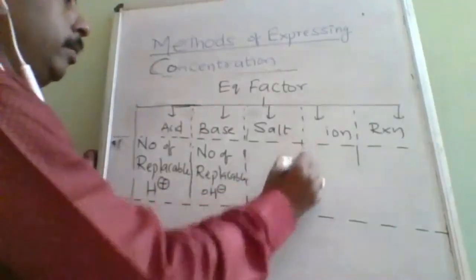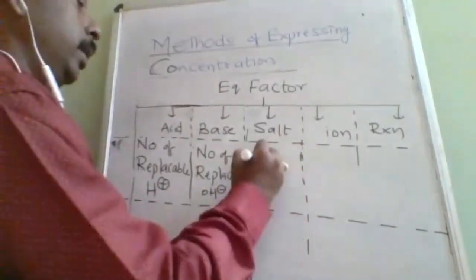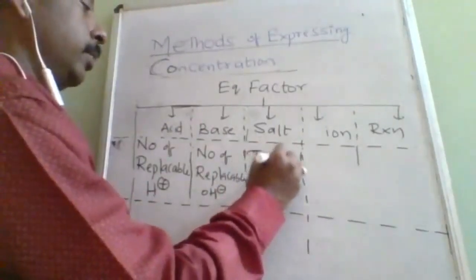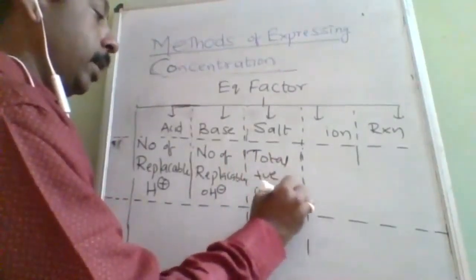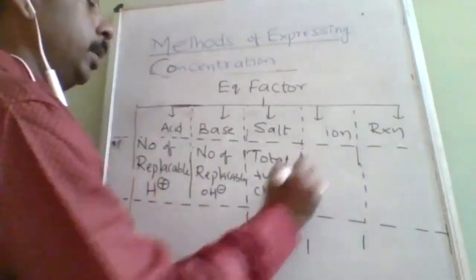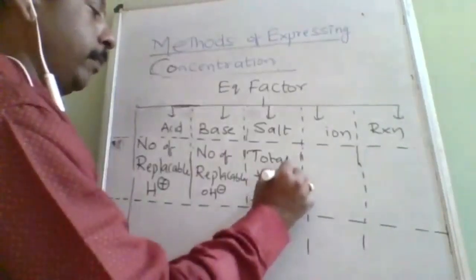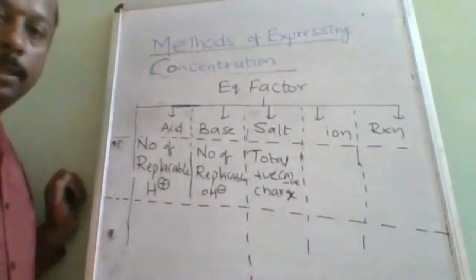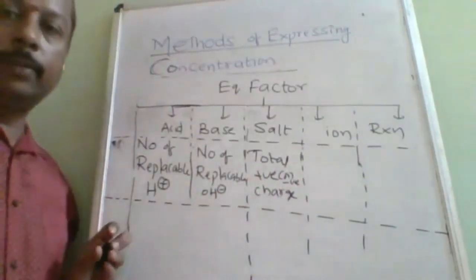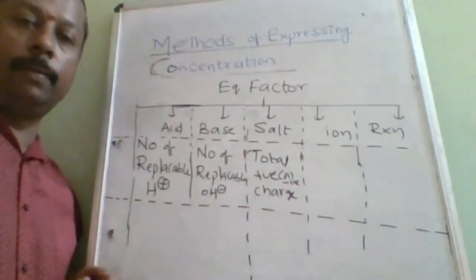Now, what for salt? It is either total positive charge or total negative charge. Positive we can take, total negative we can take. Both will always be the same. Then only it will be salt.